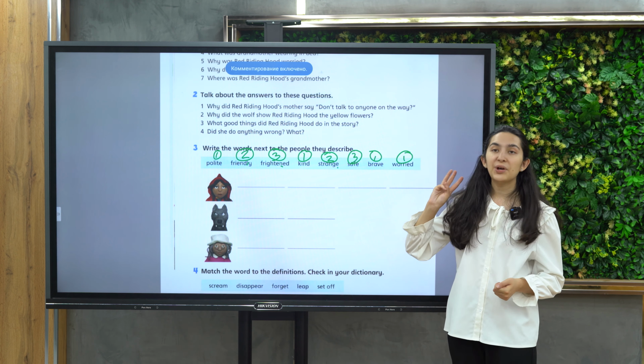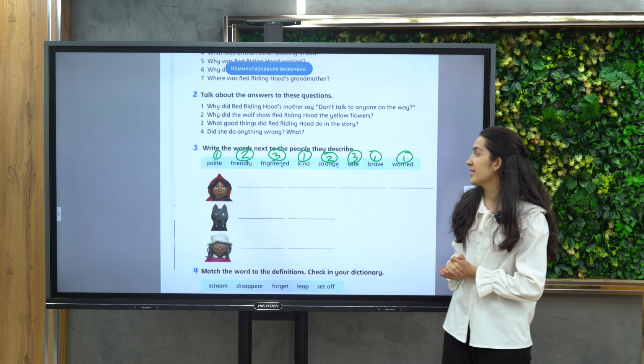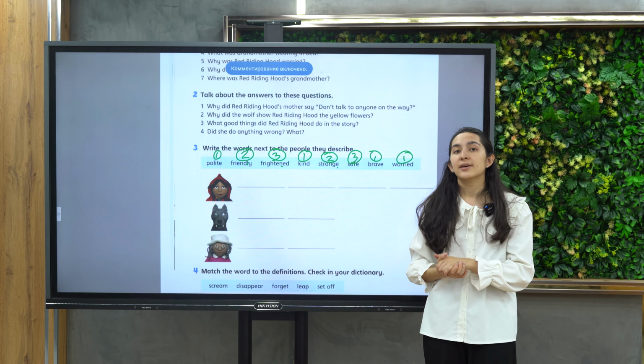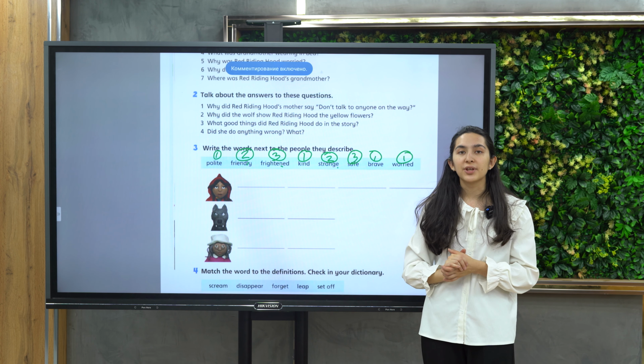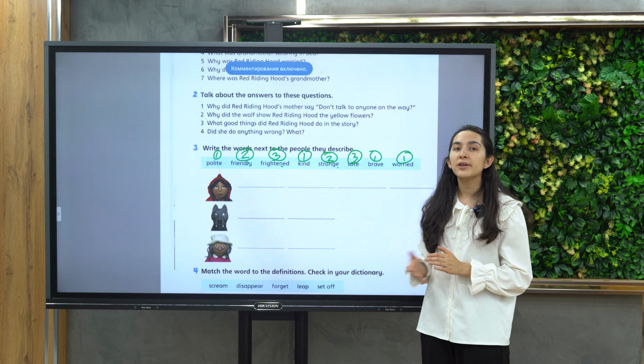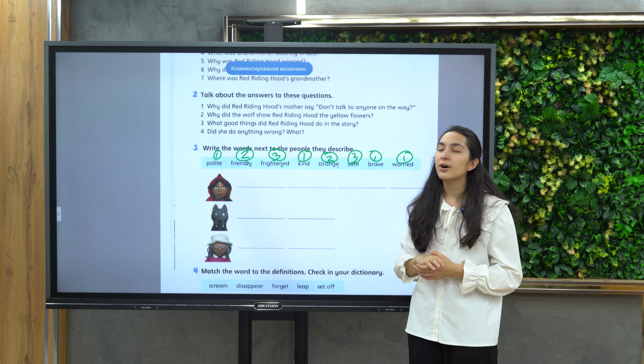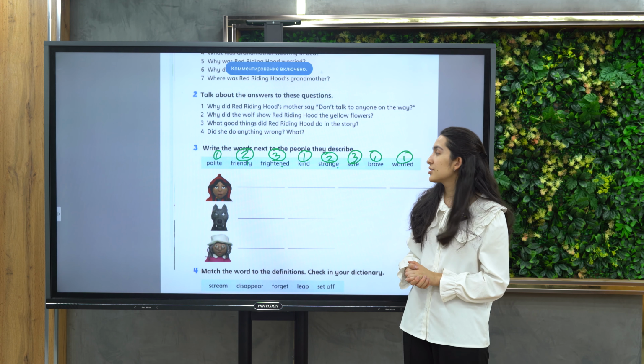So now we move to our third exercise, and in this exercise we should describe our main characters. Hozir biz siz bilan 3-chi mashqimizga o'tamiz va bu mashqimiz so'z boyligiga urg'u beramiz va bu yerda biz mana shu 3 ta odamni tasvirlab berishimiz kerak.